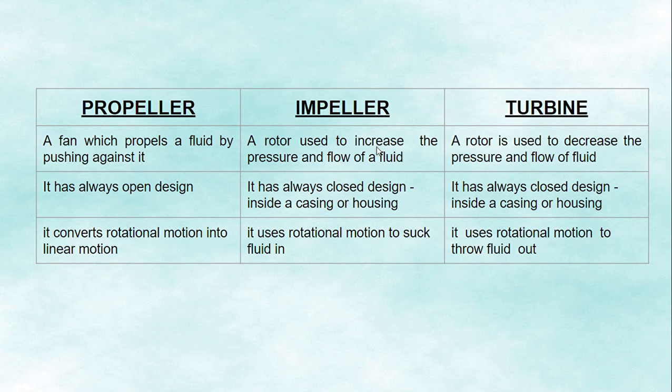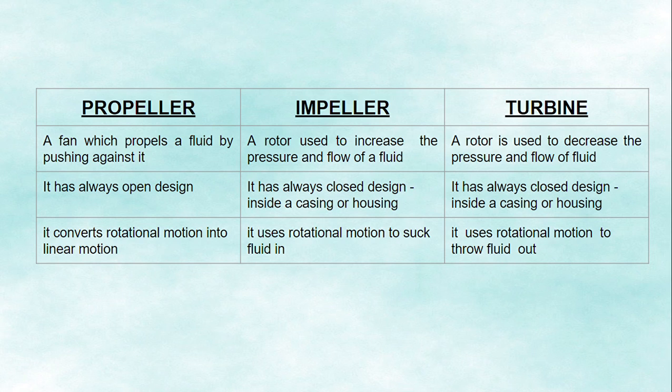If you look at the impeller and the turbine, both have a rotor type. The impeller is used to increase the pressure or flow of the fluid, while the turbine is used to decrease the pressure and flow of the fluid. The impeller can be of closed design, or it may be placed inside a casing or housing, while for the turbine we generally prefer the closed design.